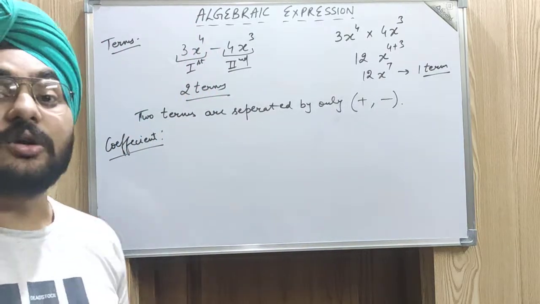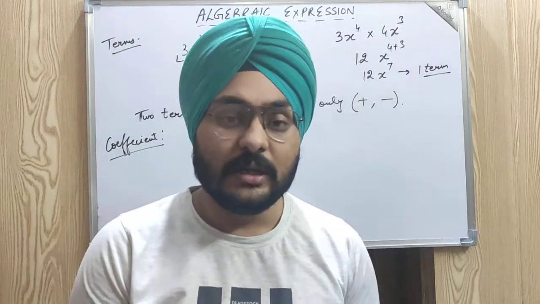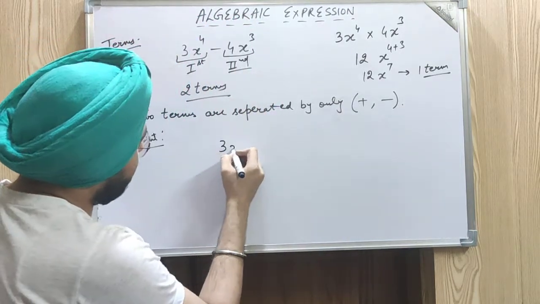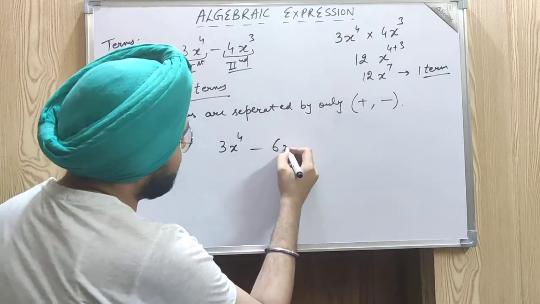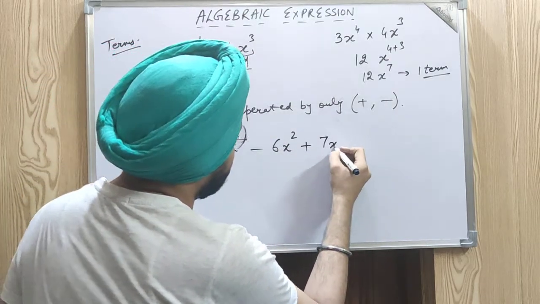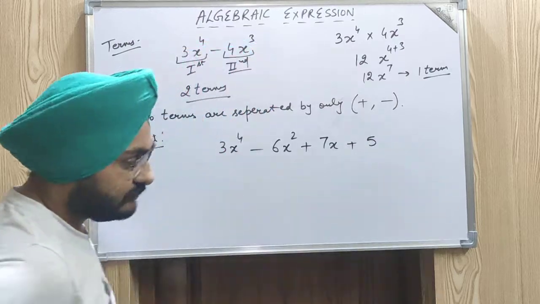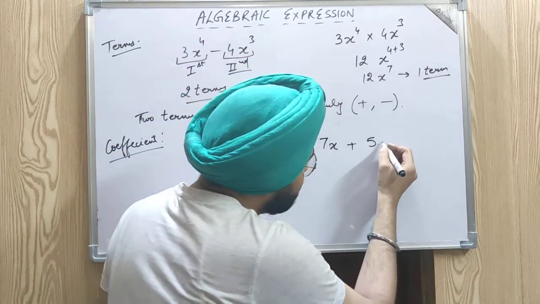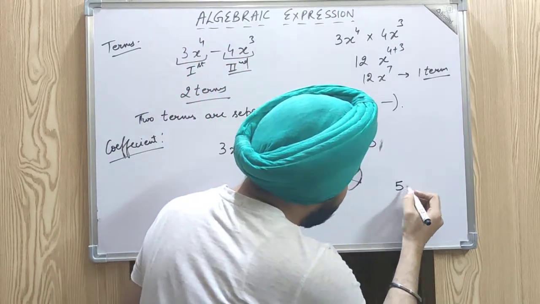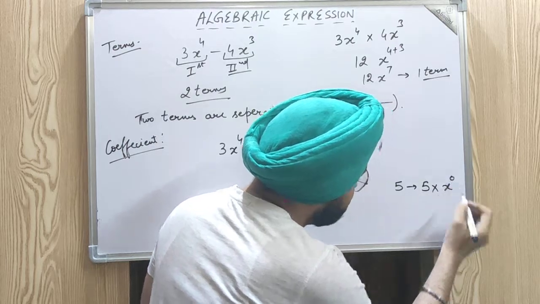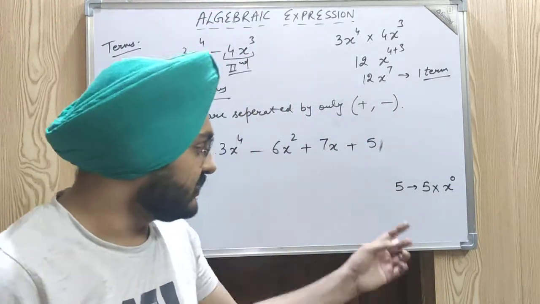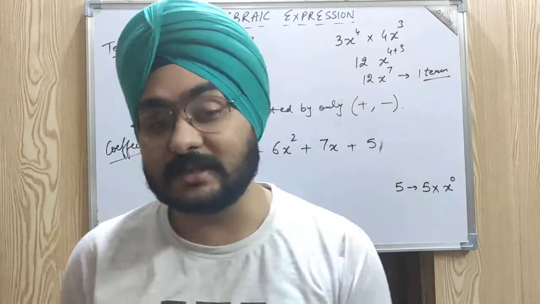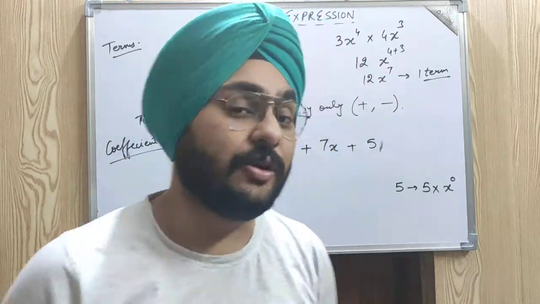Okay, now coming to the coefficient. Okay, what do you mean by the coefficient? We'll be discussing this with the help of an example. Okay, I am writing here 3x raised to power 4 minus 6x square plus 7x plus 5. Okay, see this 5 first. Can I write this 5 as 5 multiplied by x raised to the power 0? In the exponents chapter, you have discussed anything raised to the power 0 is what?